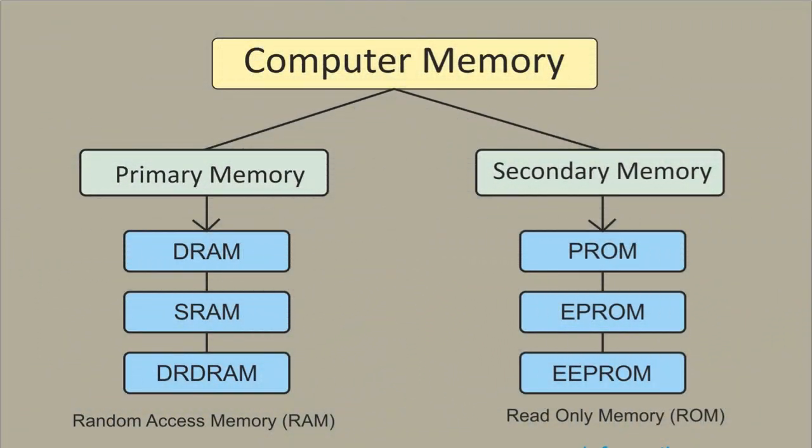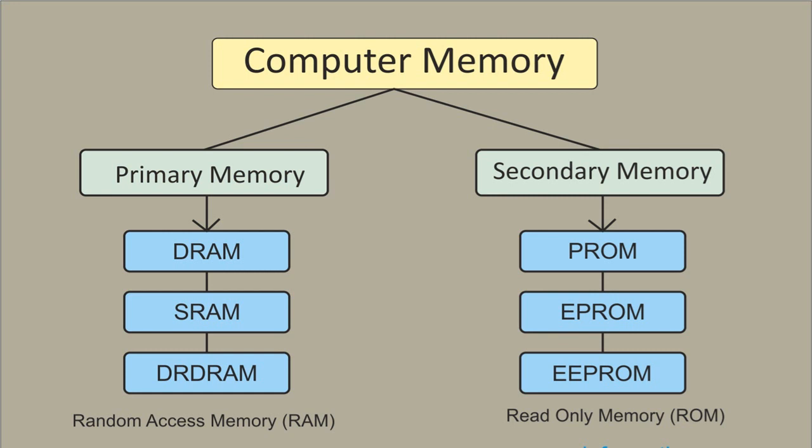Okay, as I said before, this is the chart of computer memory. First one is primary memory and the second one is secondary memory. The primary memory is known as random access memory and the secondary memory is known as read only memory. So I will explain about the primary memory, that is RAM. RAM is a volatile or erasable memory. It means the data stored in RAM is temporary and gets deleted when the computer turns off.